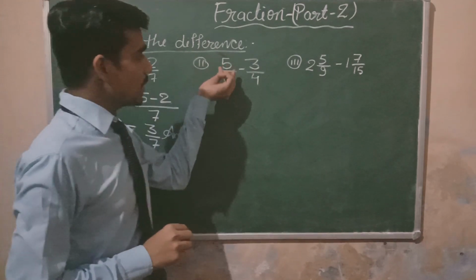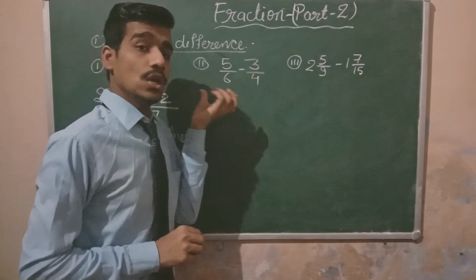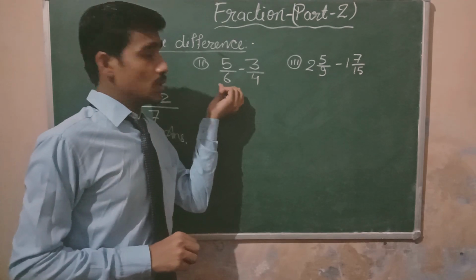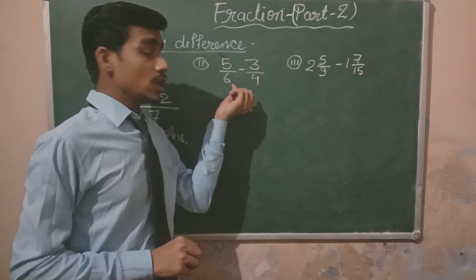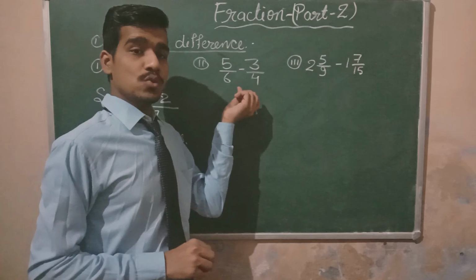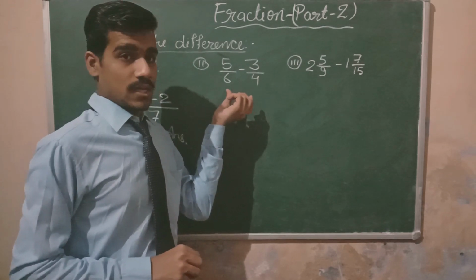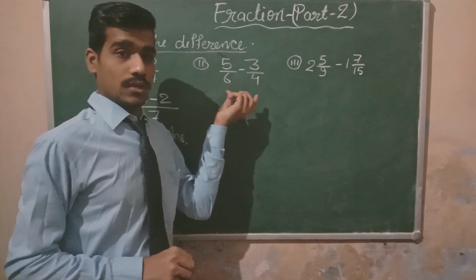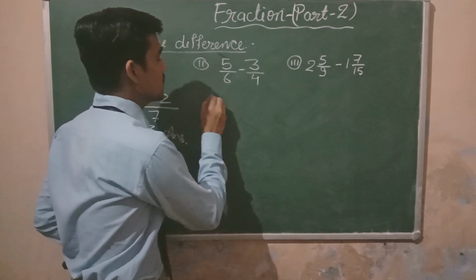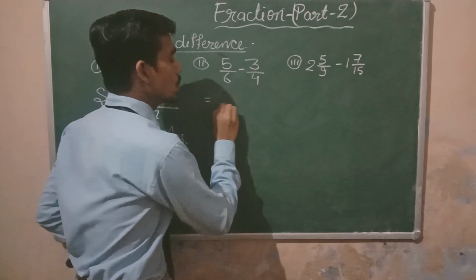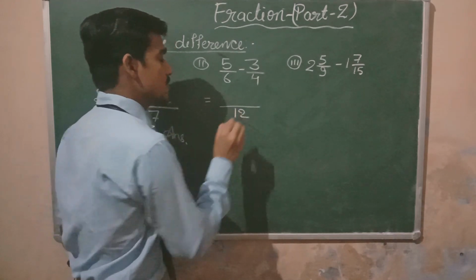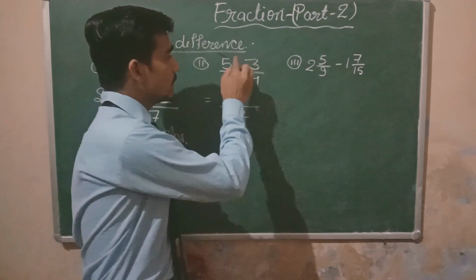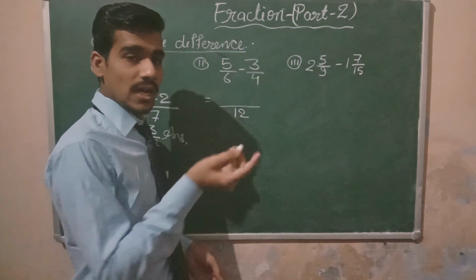Our second question, 5 by 6 minus 3 by 4. Here you can see 6 and 4 are different denominators. That's why we have to make them equal denominators. First of all, we take the LCM of 6 and 4. LCM of 6 and 4 is equal to 12. And 12 divided by 6 we get 2, and 2 multiplied by 5 is 10.